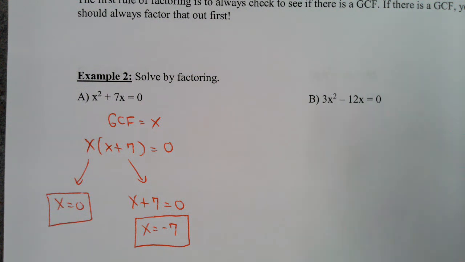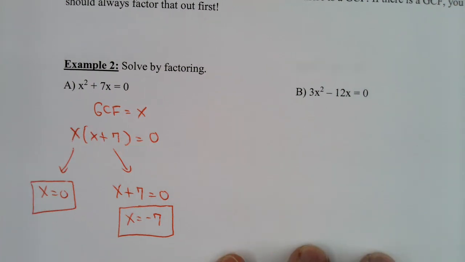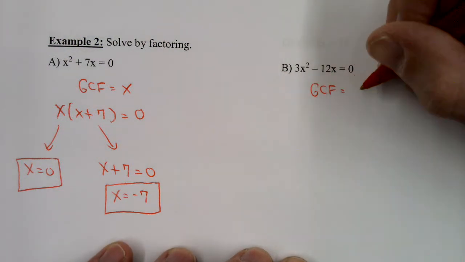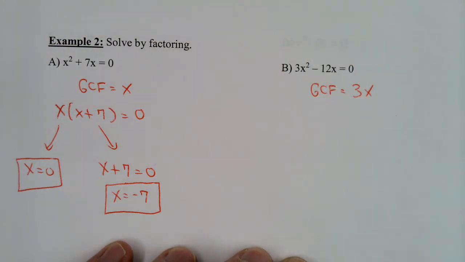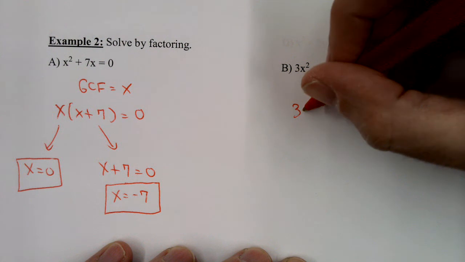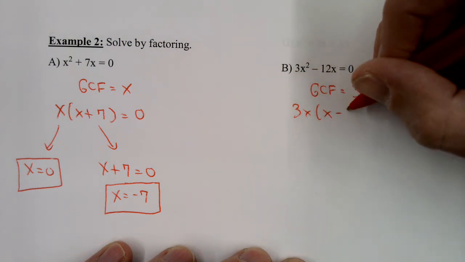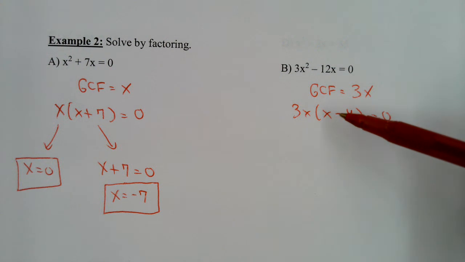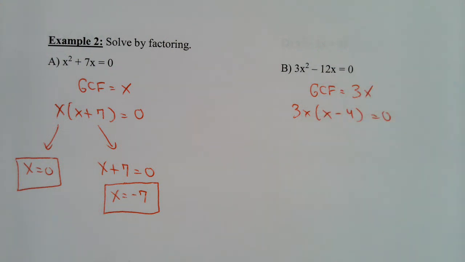And maybe you can try 2b on your own. If you pause the video, you can try it. This one's going to have a GCF equal to 3x. So you factor out the 3x, and it leaves you with x - 4, because 3x times x is 3x squared, and 3x times -4 is -12x.